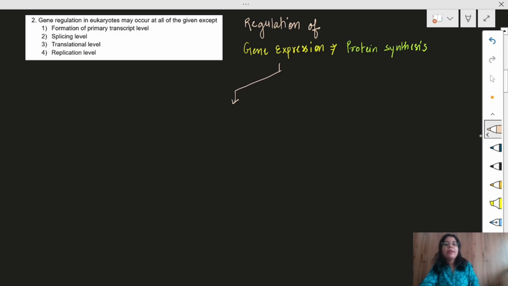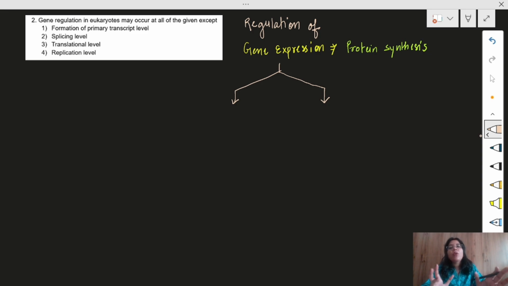What do you mean by regulation of gene expression? Regulation of gene expression means that we do not require all the protein at all times, right? Sometimes we require some proteins at a much lower amount, sometimes at a higher amount, so their synthesis must be regulated, right? That regulation exists in all living organisms. Every living organism has the capacity or ability to regulate the expression of genes.